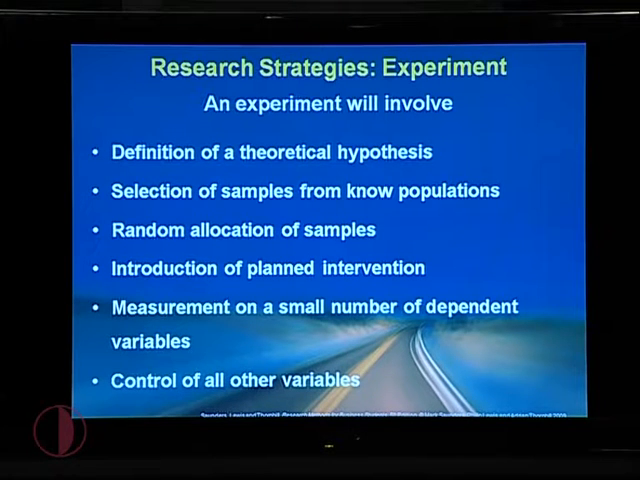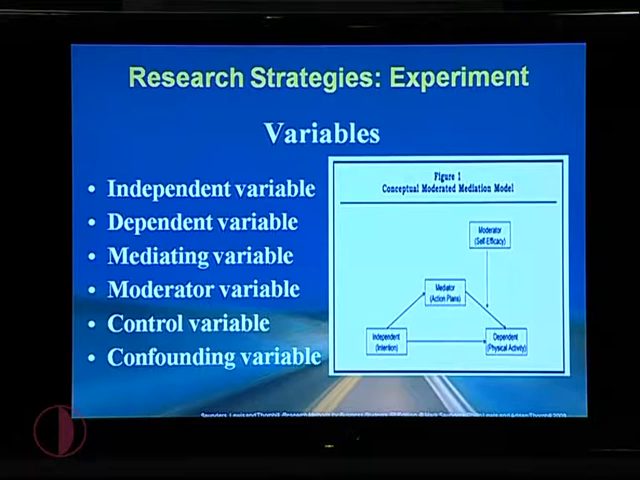So for the experiment, the first one, it is related to the natural sciences. We need the definition of a theoretical hypothesis, selection of a sample, an appropriate convenient sample representing the population, random allocation of the samples to represent the population also, introduction of a planned intervention, measurement of a small number of dependent variables, and control of all other variables.